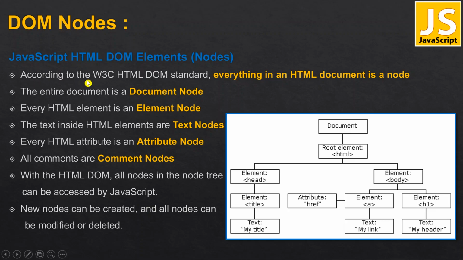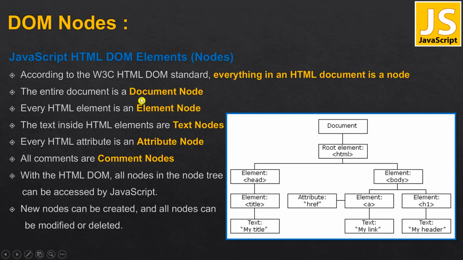Let me read this line by line and explain something about it. According to the W3C, the World Wide Web Consortium HTML DOM standard, everything in an HTML document is a node. This statement is also applicable as: everything in an HTML document is an object, also a node. The entire document is the document node. Earlier it was called the document object. Here it is also called the document node.